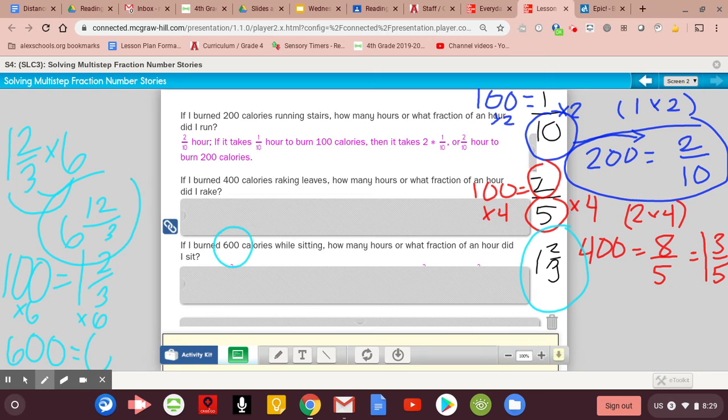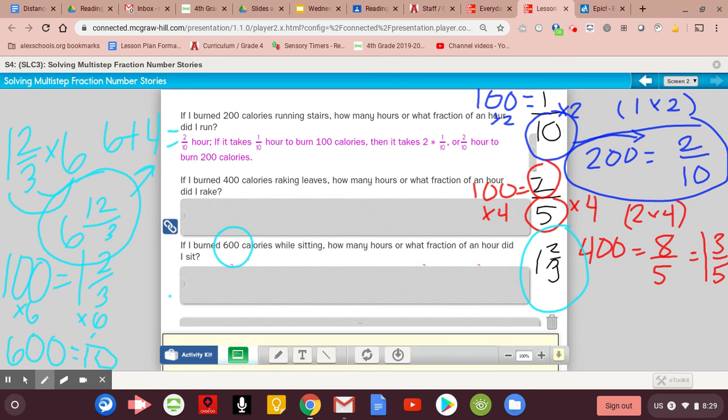But I know this can be simplified. So 3 will go into 12 4 times, because 3 times 4 is 12. So that would give me 4 wholes. So I'm going to take my 6 wholes plus my 4 wholes and get my answer here, which is 10 wholes. So for 600 calories I had to sit for 10 hours. So it took 10 hours to get that 600 calories.